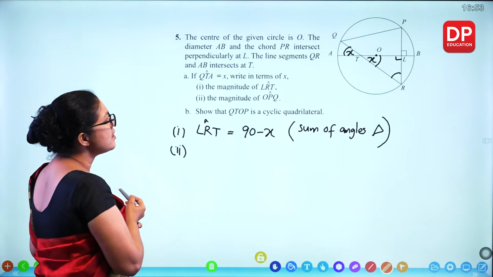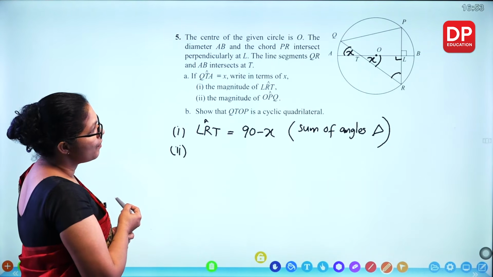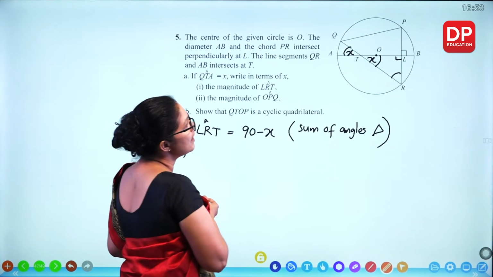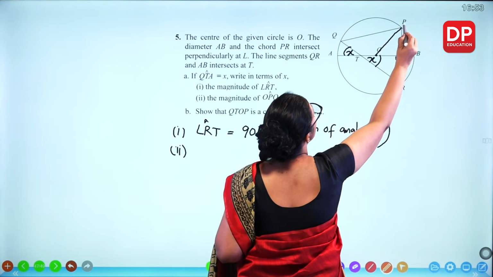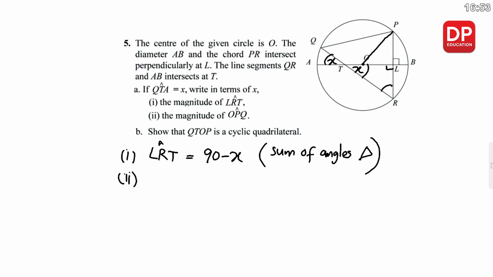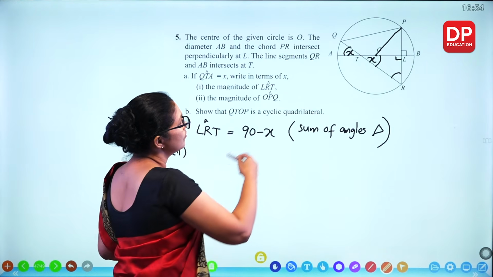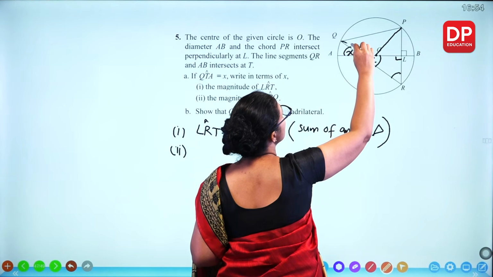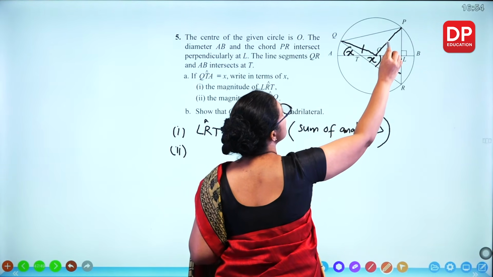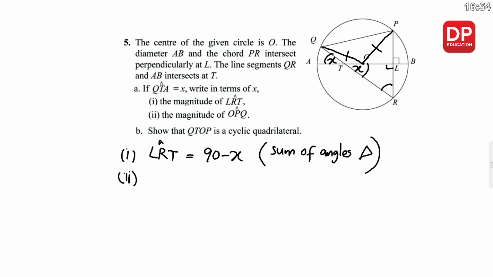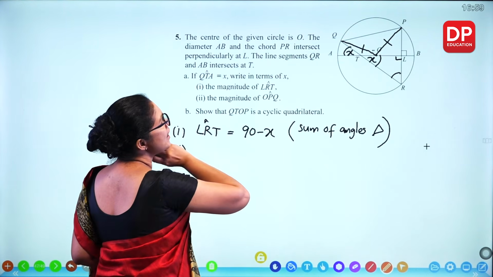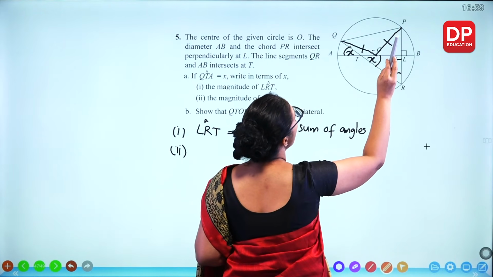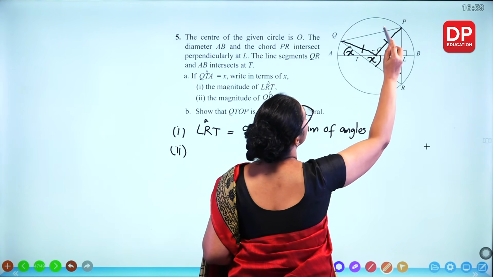Then the magnitude of OPQ. So we need to connect that. That's the radius. We'll connect this one also. This is equal to this one. Now we need to find out the OPQ angle, this angle.